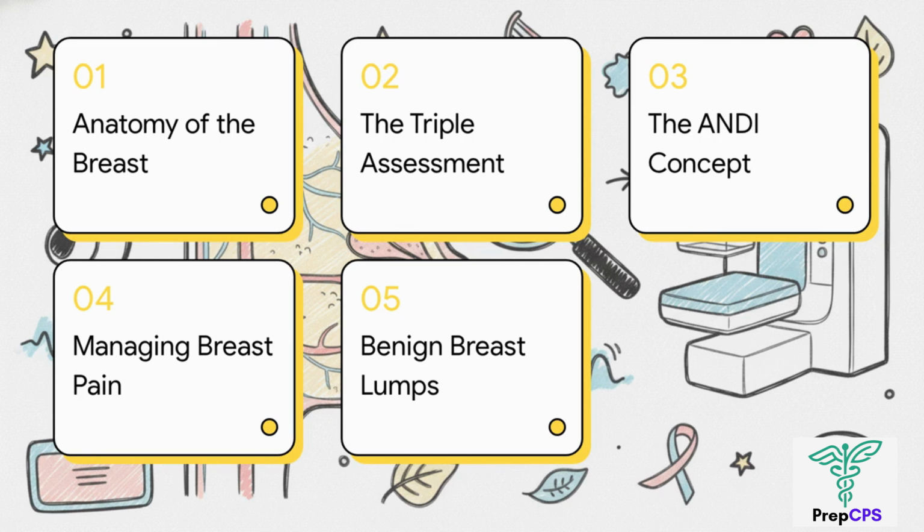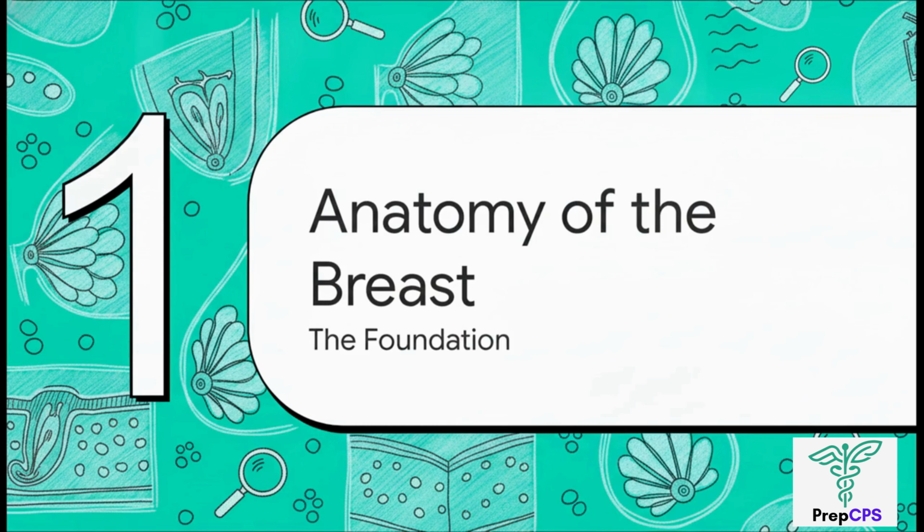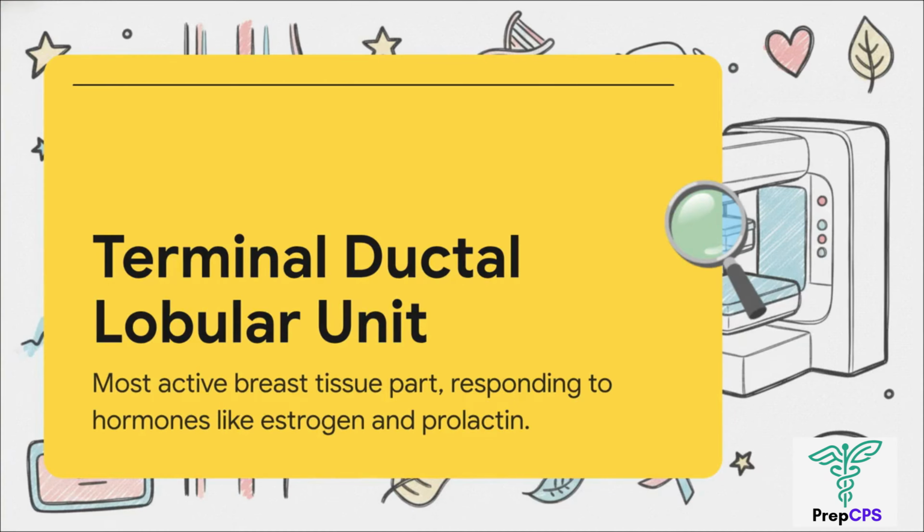Let's get started. Section 1, Anatomy of the Breast. This is the absolute foundation of everything we'll talk about. The true, functional core of the breast is something called the TDLU, or the terminal ductal lobular unit. Basically, this is where the magic happens, but it's also where most problems tend to begin. The TDLU is highly sensitive to hormones circulating in the body, like estrogen, progesterone, and prolactin.